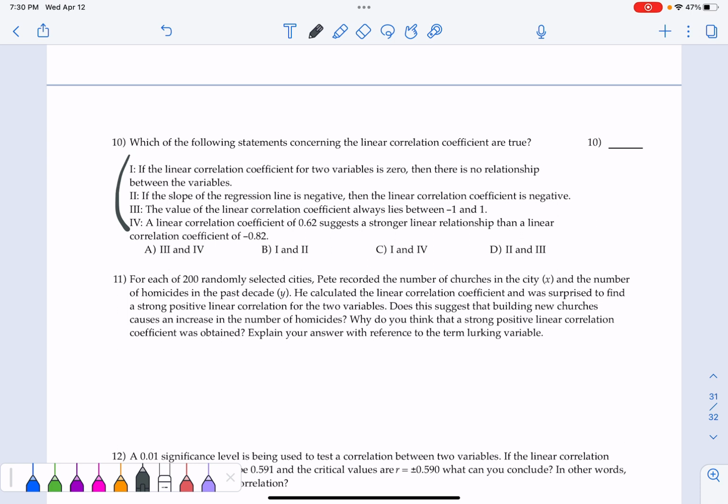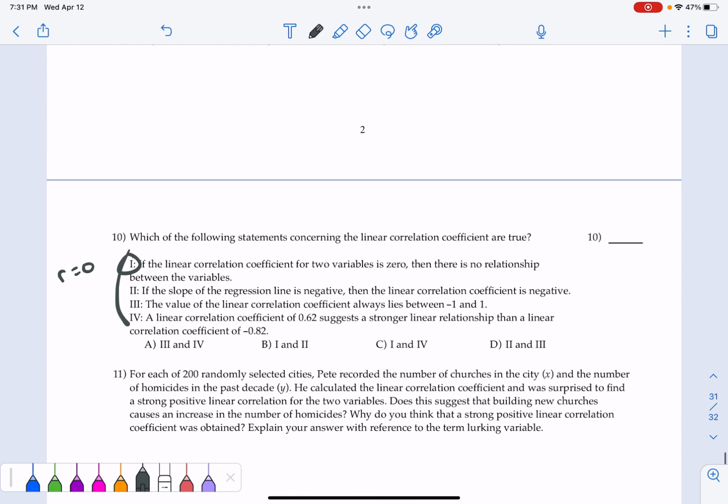So number 1 says, if the linear correlation coefficient for two variables is 0, then there is no relationship between the variables. Okay, all right. Now, I'm cautious to say that there's no relationship. We know that r goes from -1 to 1, okay? And 0 is a bad linear relationship, right?